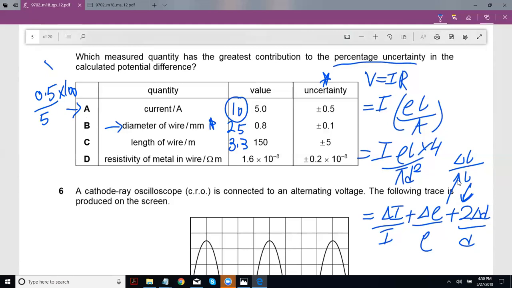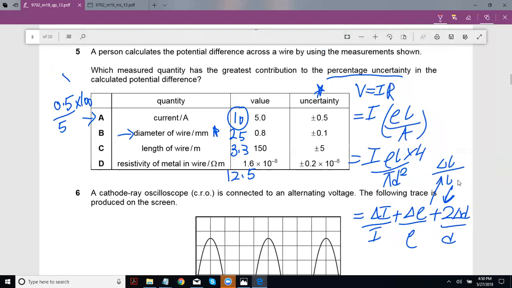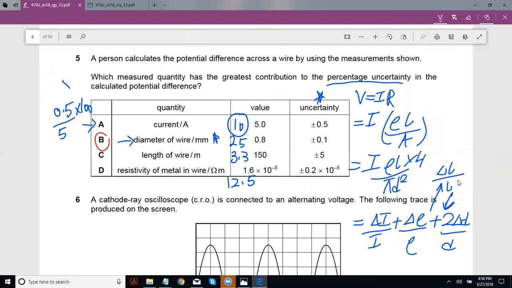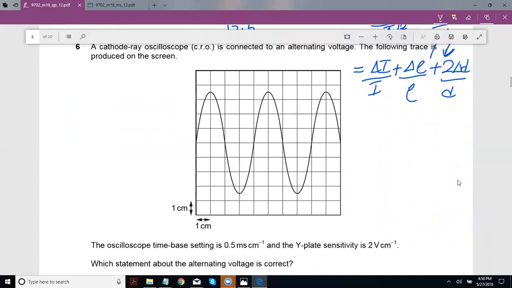Resistivity is 12.5. Okay, and in fact, if you had forgotten the square function, if you had forgotten to multiply the fractional uncertainty of diameter by 2, then you would have been getting the same answer for B and D, leaving you a rather confused person in the exam. Anyhow, because B has the greatest individual percentage uncertainty, it will have the greatest contribution to percentage uncertainty, and that's that.